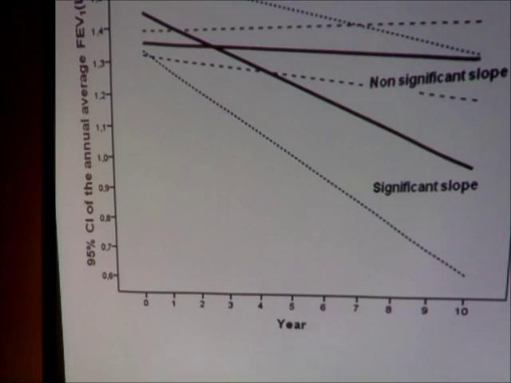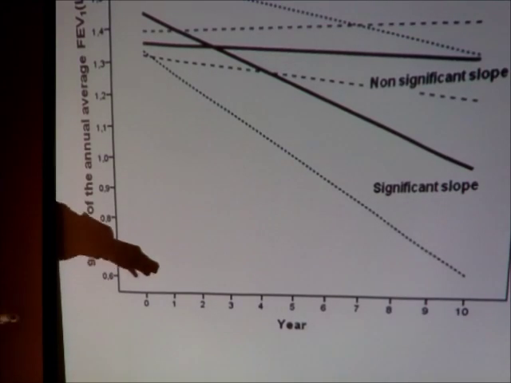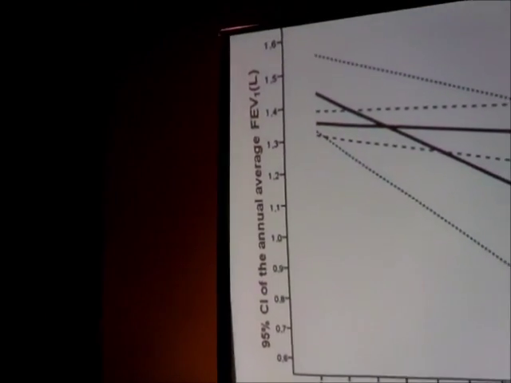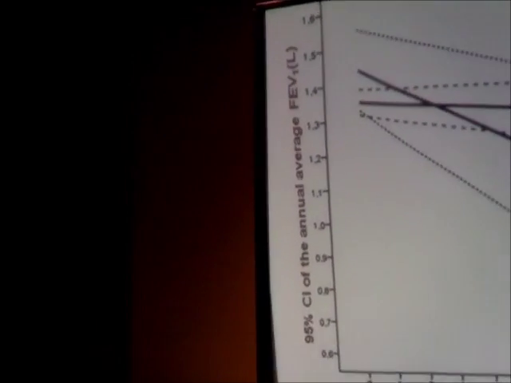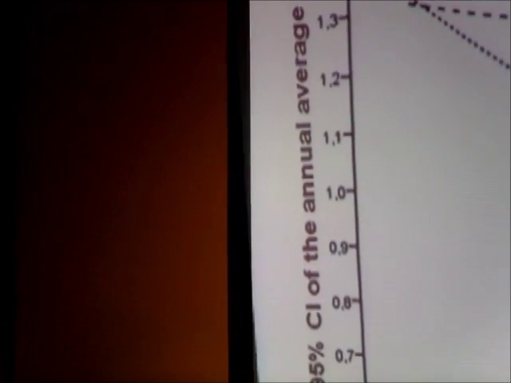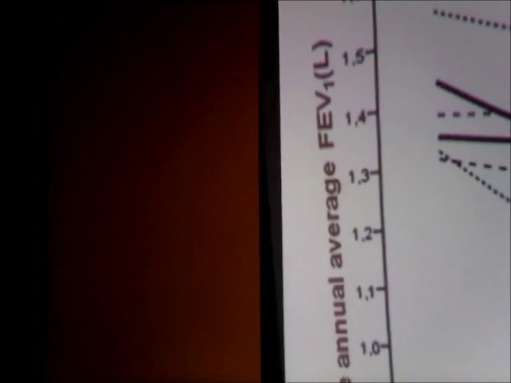So if you plot the slopes of the decline of FEV1, you find that some people do decline in FEV1 over the years, and the bottom part of the graph shows it's a 10-year kind of slope. So some people have a significant decline, others have a non-significant slope. Doesn't change from the normal expected slope as we age.